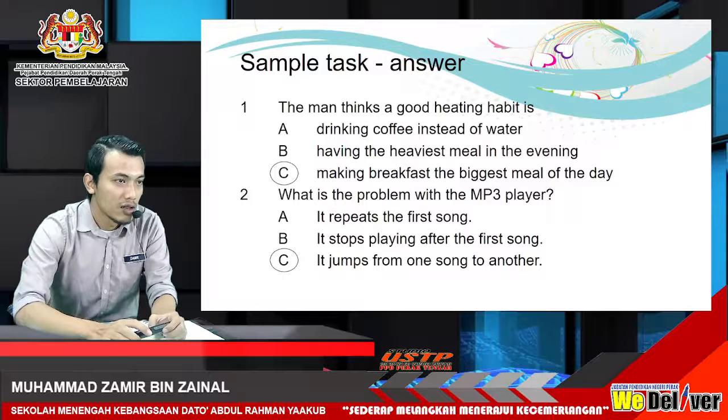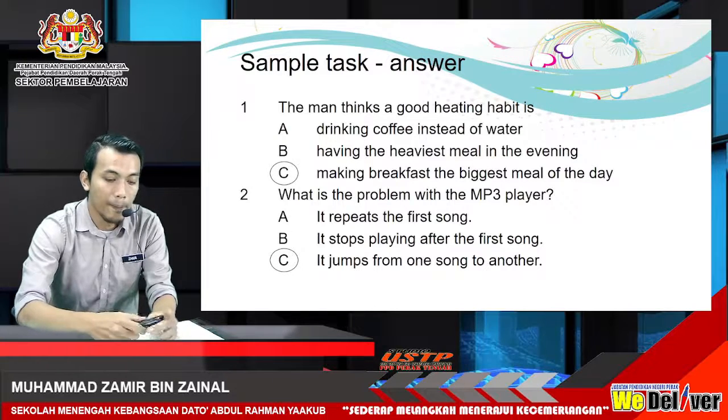So the problem that the speaker faces is not that the MP3 player repeats the first song, but C, because it jumps from one song to another.